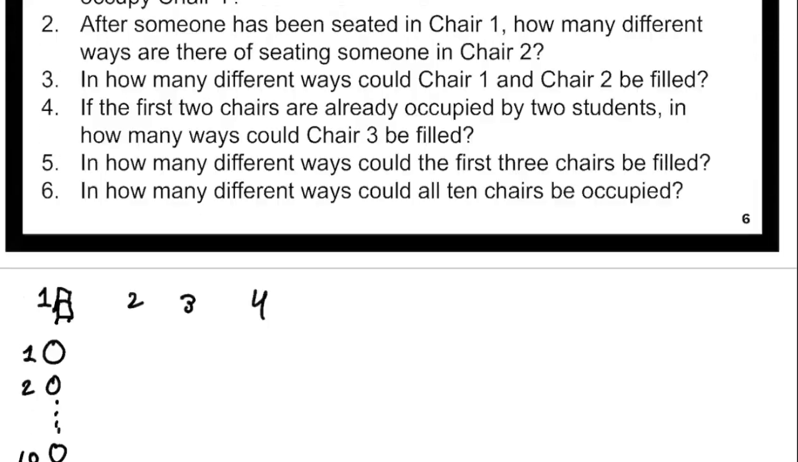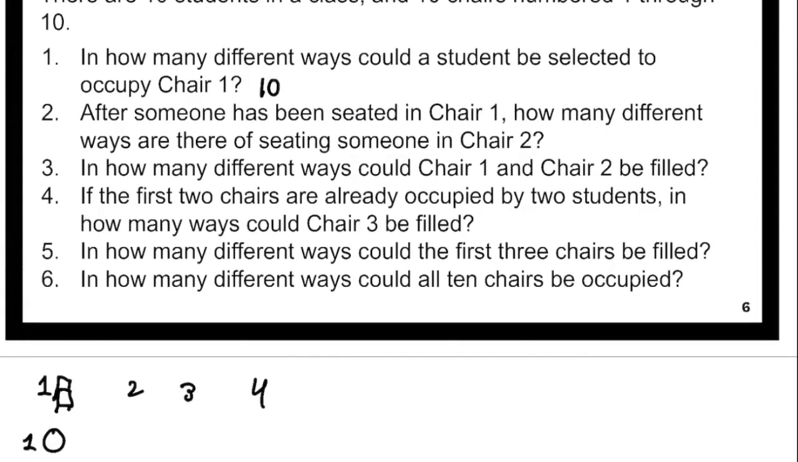Chair 1, 2, 3, 4, and so on. And of the 10 students, we know that we're choosing 1 of those students. So there are 10 different students who would go in that first chair. So for number 1, we have 10 different ways that chair could be filled.